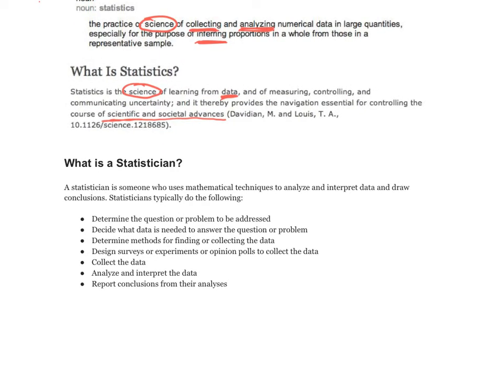What is a statistician? You can read through these yourself, but it's someone who uses mathematical techniques to analyze and interpret data and draw conclusions. You can see some of the things we do is collect data, analyze it, draw conclusions. And there's a lot of planning. Those first four are really in the planning stage of how you would get your data or how you would be a statistician. So statisticians will do all of those things.